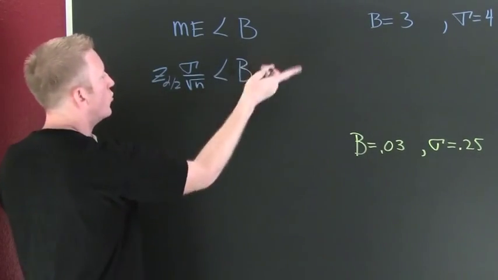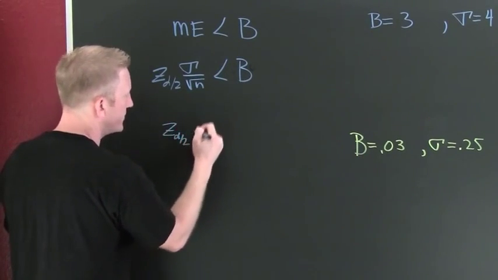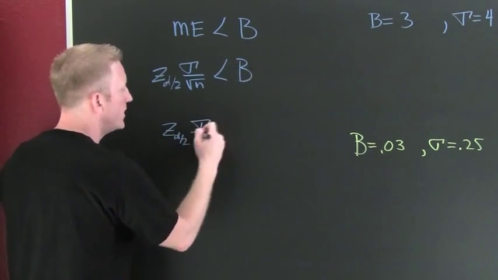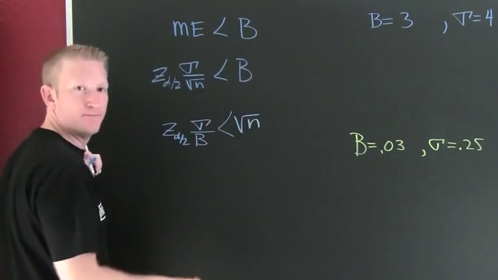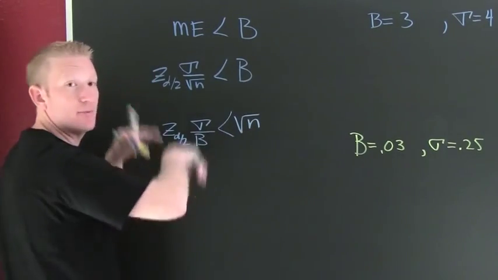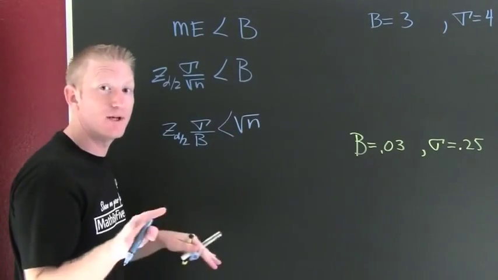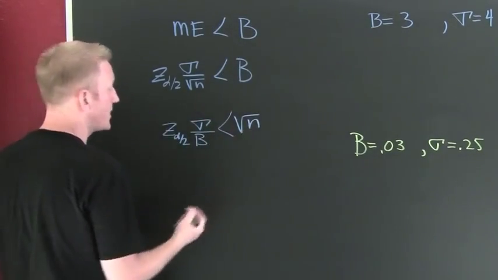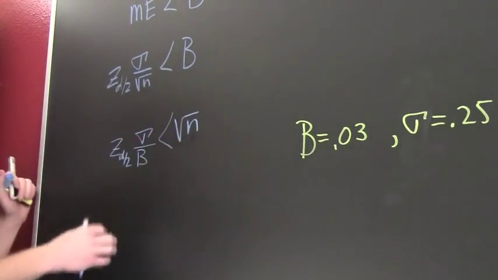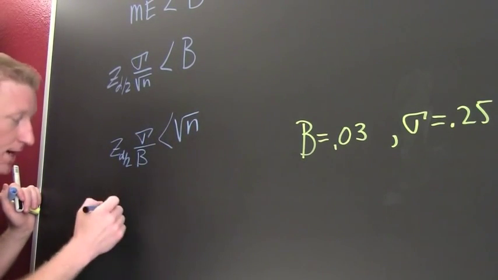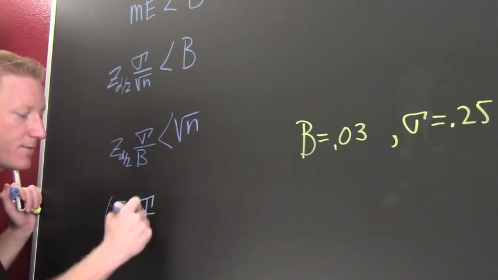Anyway, performing this, z alpha over 2 times standard deviation divided by b is going to be smaller than the square root of n. Now I'm trying to get n by himself, so I'm going to square both sides. Legitimate, because that's a positive number. I square both sides, maintaining my inequality. So then my sample size n is z alpha over 2 times standard deviation divided by my bound.